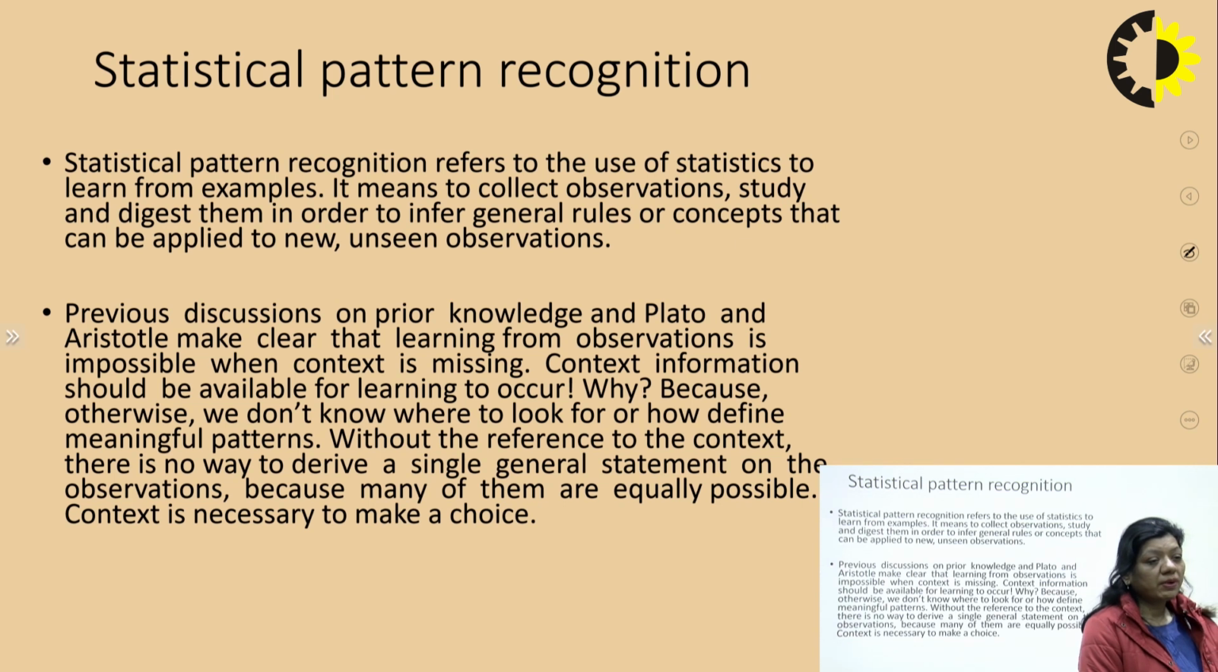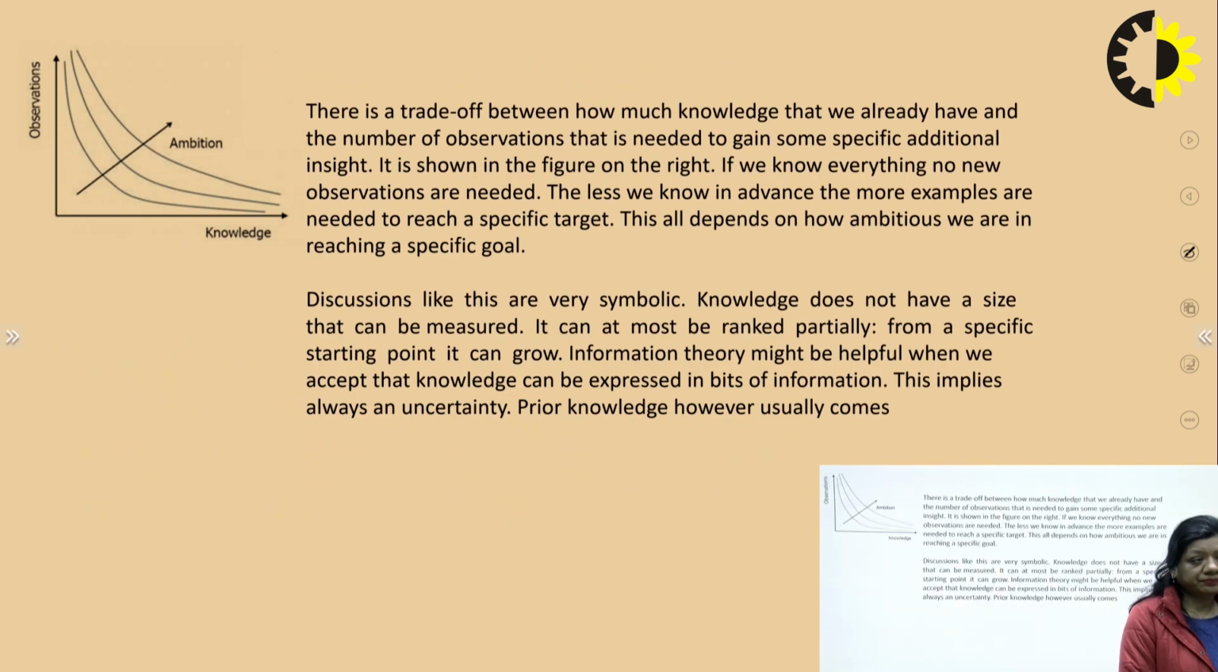Previous discussion on prior knowledge in Plato and Aristotle makes clear that learning from observation is impossible when context is missing. So, context information should be available for learning to occur. Why? Because otherwise we don't know where to look or how to define meaningful patterns. Without reference to the context, there is no way to derive a single general statement on the observation, because many of them are equally possible. So, basically context is necessary to make a choice.